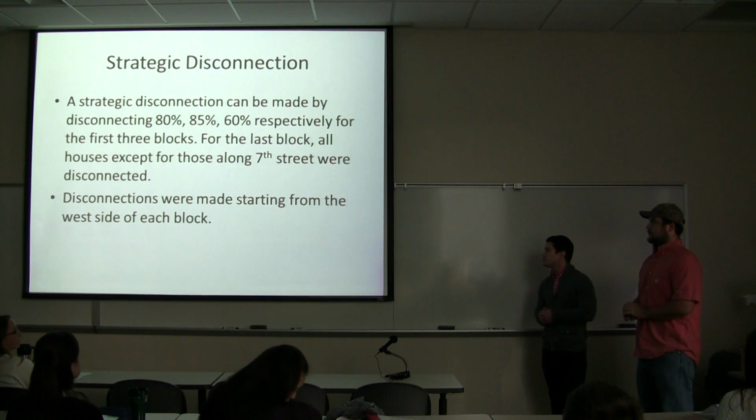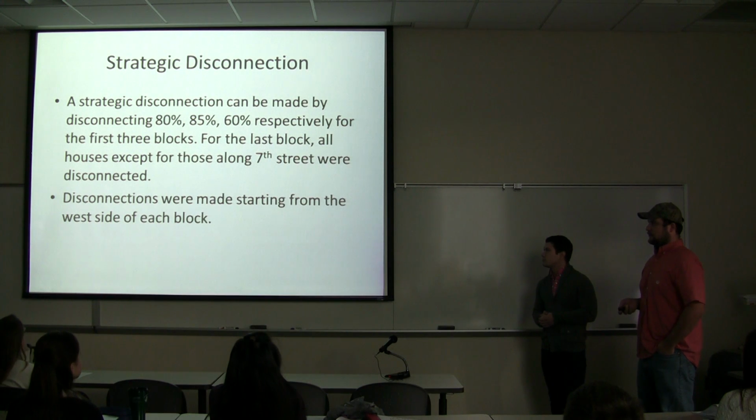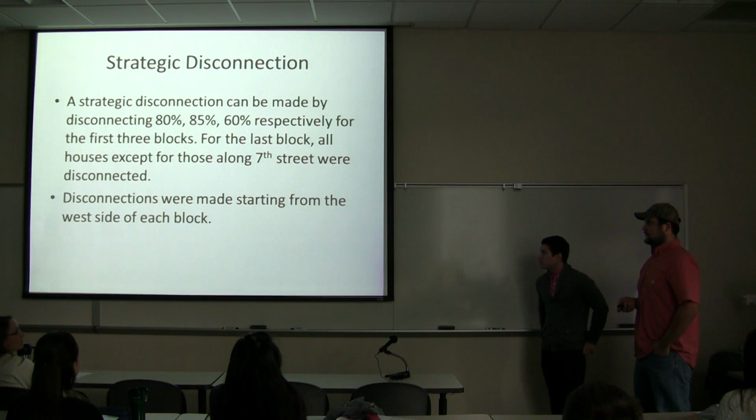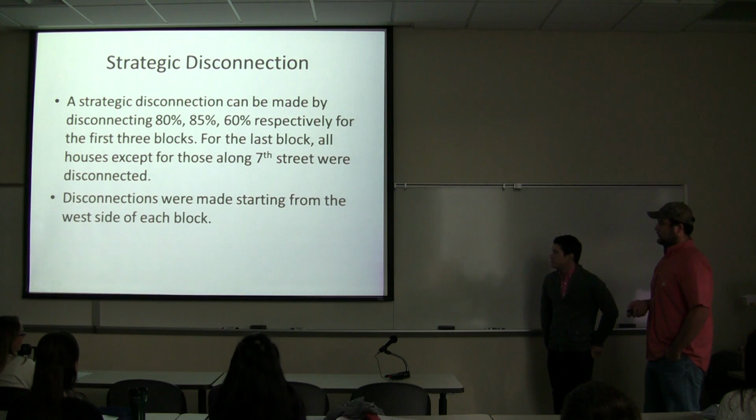For our strategic disconnection, we front-loaded the disconnections pretty heavily, so that we had about 80% disconnection in the first 2 blocks, about 50% in the third and 65% in the last one. This lets you get it to pass. I think it was a 10-year storm. Yeah, this would pass a 10-year storm for the least disconnection per roof. We started from the west side of the block when we disconnected to the east.